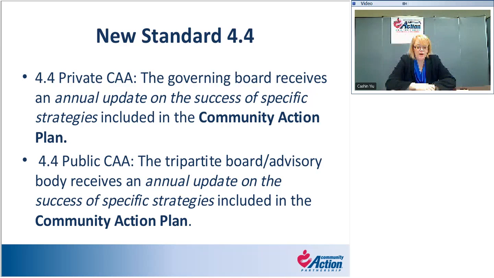So the governing board receives an annual update on the success of specific strategies included in your community action plan. So you may have some specific strategies identified in your CAP plan around number of units of housing going to be created over the course of an 18-month window, whether it's with CSBG, housing funds, private resources. That may be part of your CAP plan that you're going to create 20 new units of affordable housing in XYZ neighborhood. And I think you would then report on the progress of movement on how that is going over the course of the year.